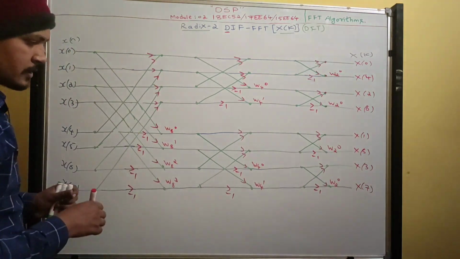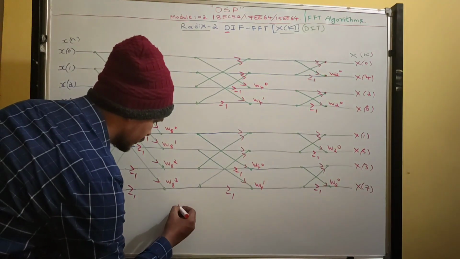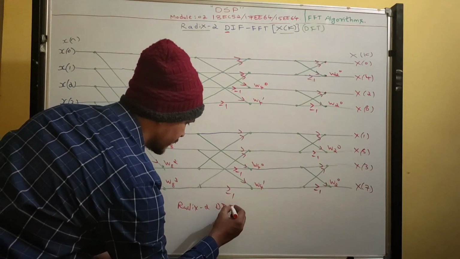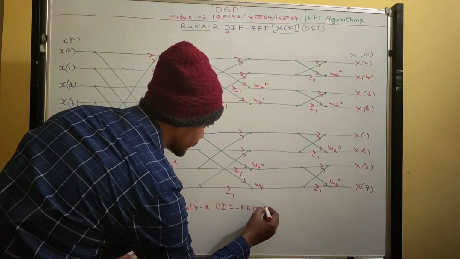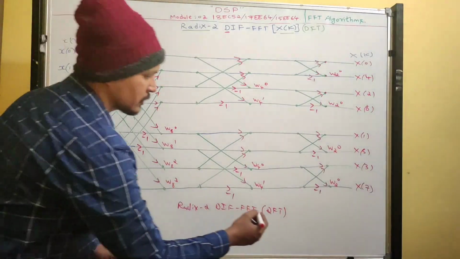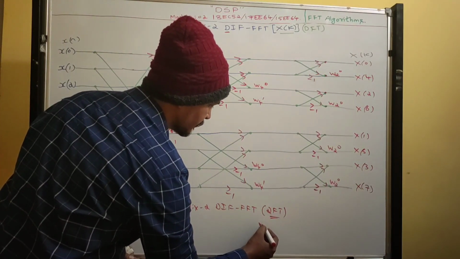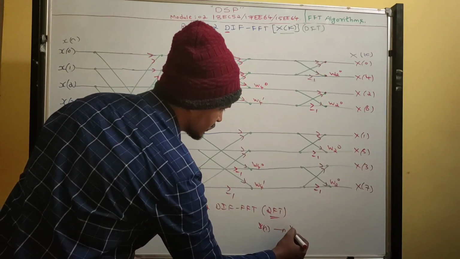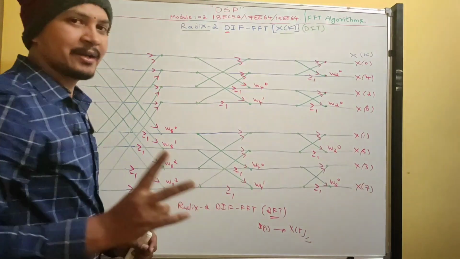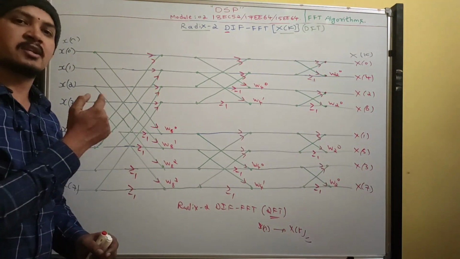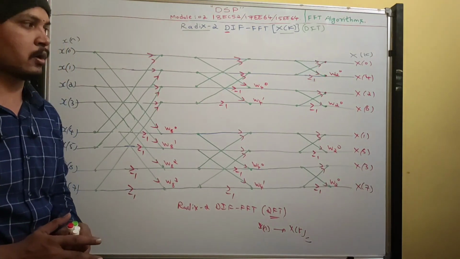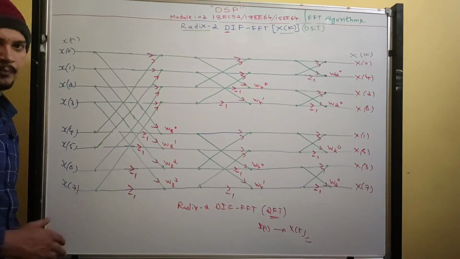So this is the signal flow graph for radix 2 DIF FFT, decimation in frequency FFT. So what is radix 2? It is used to compute DFT. DFT means input is x of n and output is x of k. Okay, see, I can find DFT by two methods. Either I can use decimation in time or I can use decimation in frequency. Okay, got it, guys? Okay, copy down.